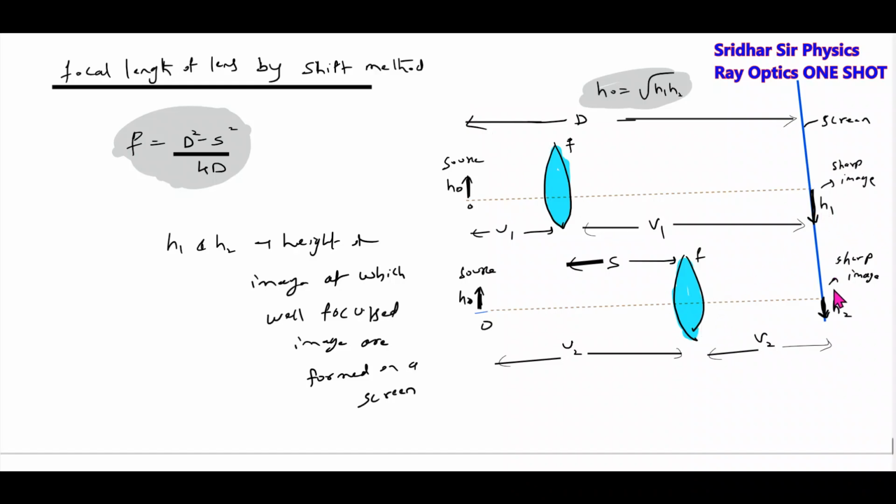And when measuring H1, H2, the image should be sharp. How to know this is sharp? H1, H2 and HO should satisfy this equation. Practically, we find out the focal length of the convex lens using this method.